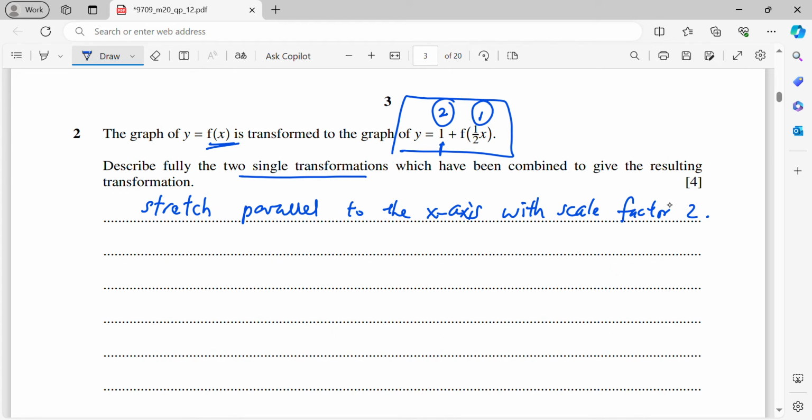Okay, now look at the second transformation. It is plus 1, so it means the whole graph plus 1. That is the effect on the y value. So you are moving up the whole graph by 1 unit. That is basically a translation of (0, 1). There's no change in the x, but you are just moving up the graph by 1 unit. So that's all for this question.